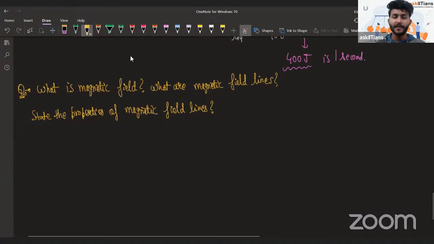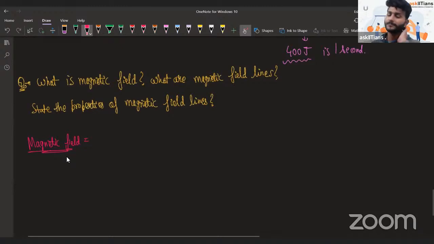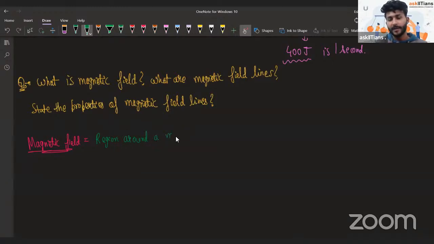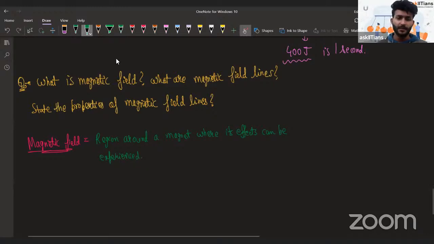So what is magnetic field, guys? How to define magnetic field? Correct, Justin. Perfect definition. It is, guys, basically the region around a magnet where its effects or influence can be experienced. That is the standard definition as per the boards.